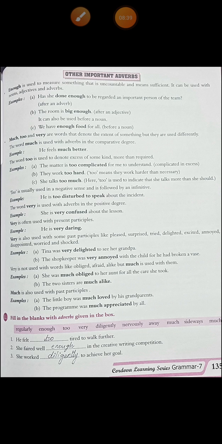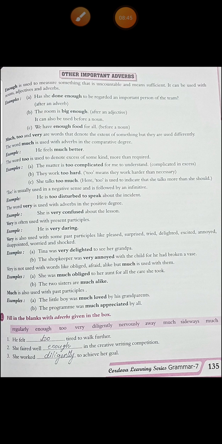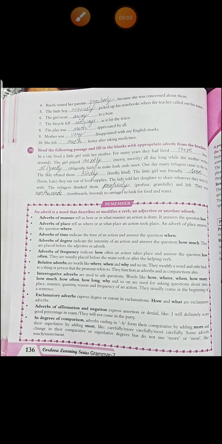Then second, she fared well enough in the creative writing competition. Means she has done, we cannot count how much she has done, but she has done sufficient. Then she worked diligently to achieve her goal, means with great effort, which she worked too hard in that way. All right. Then fourth is Ruchi visited her parents regularly because she was concerned about them. Then fifth is the little boy nervously picked up his notebooks when the teacher called out his name.